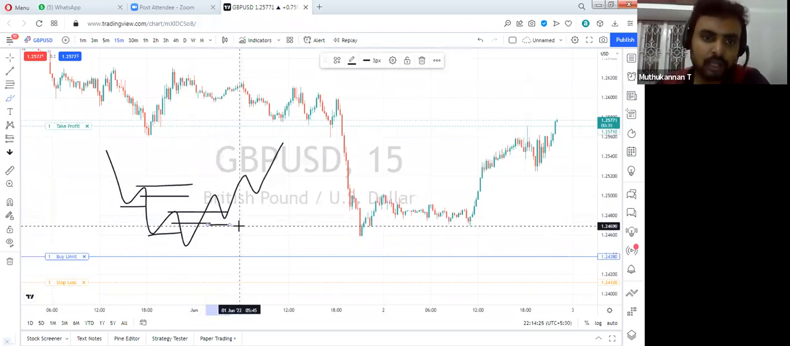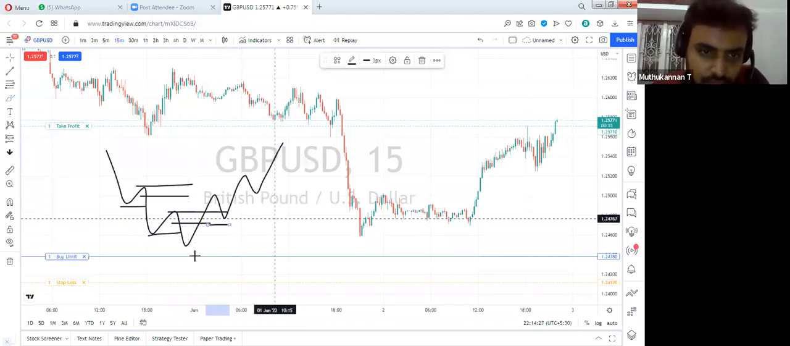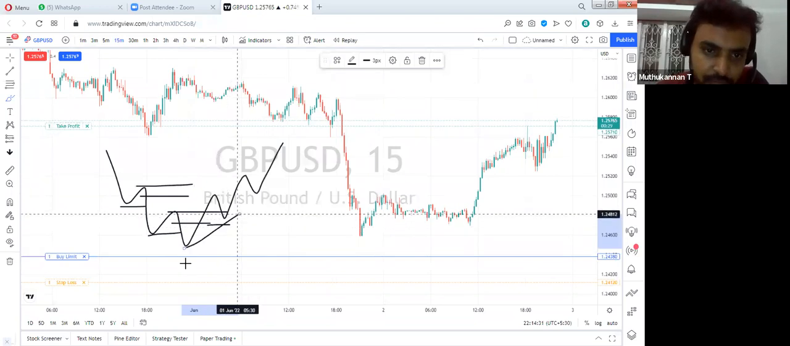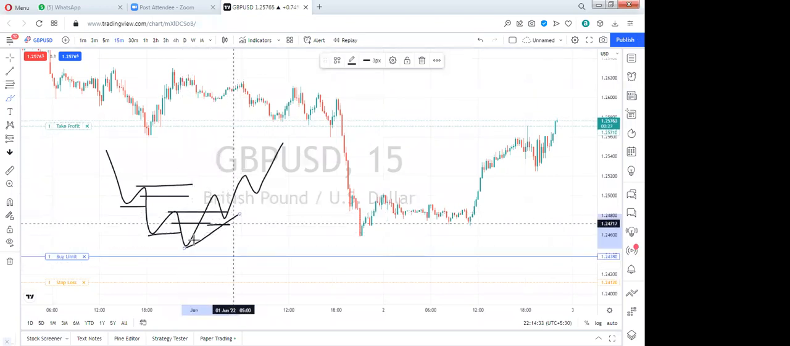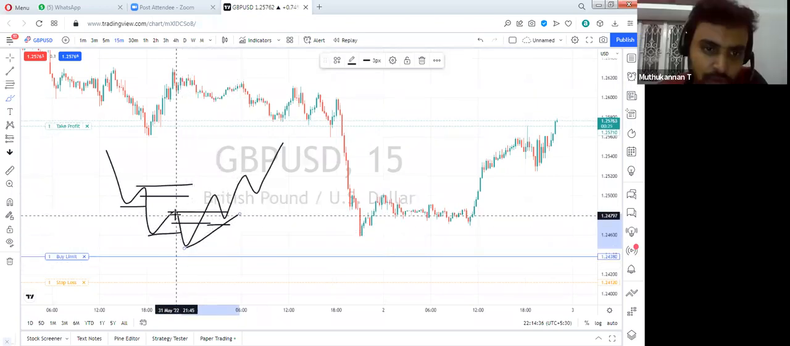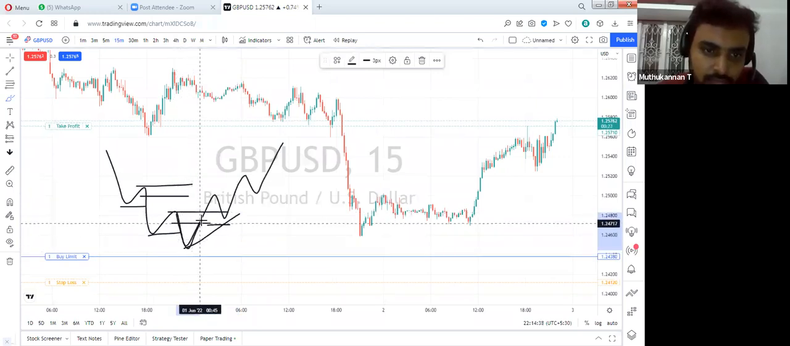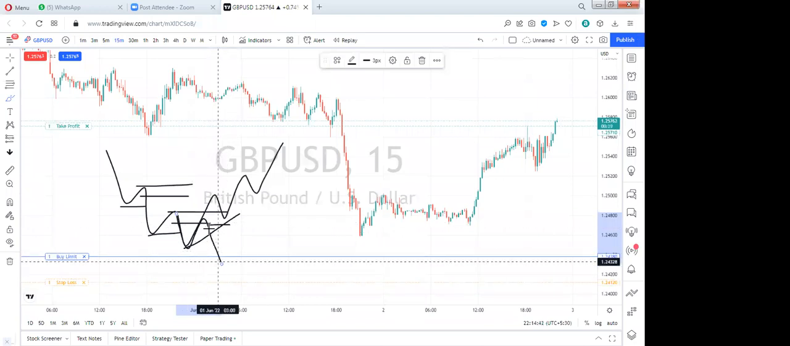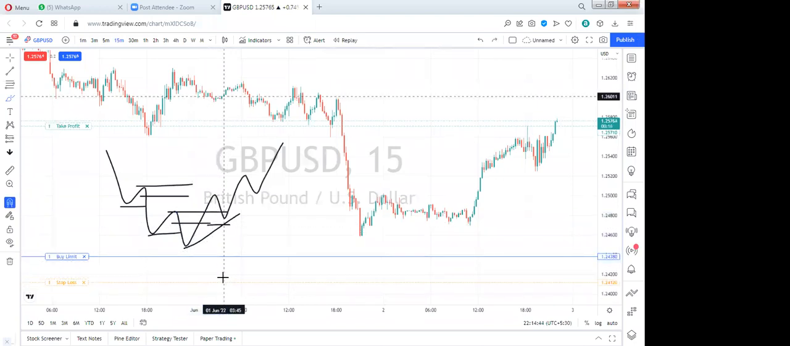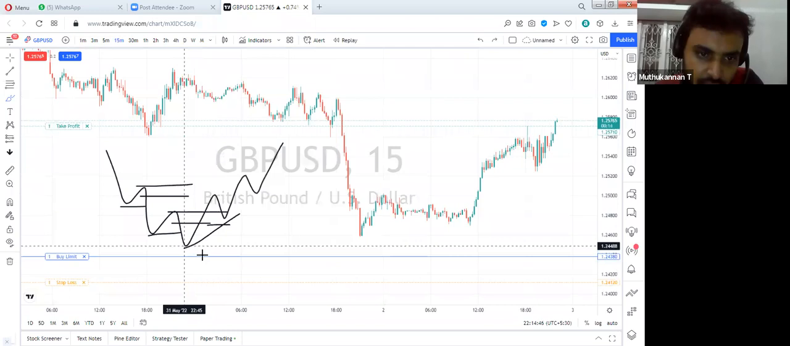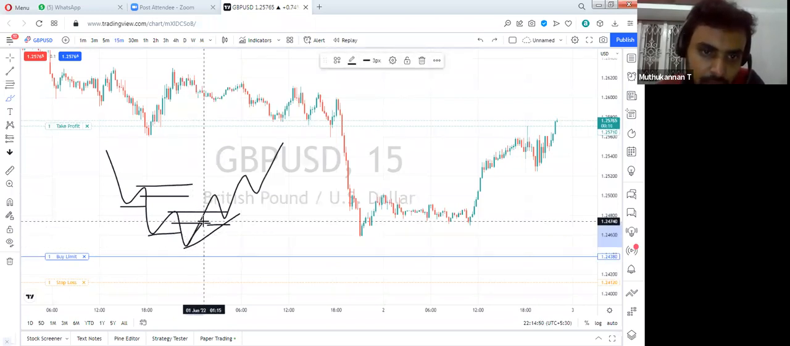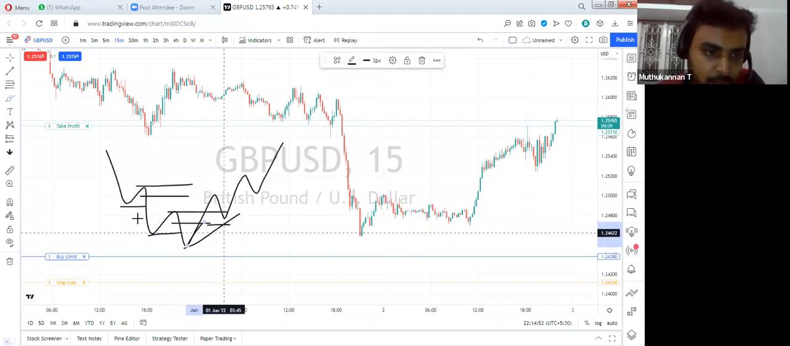Now what you can say here is that the market structure is shifting. Technically, what should have happened is that it should have happened, but it didn't happen. Instead, it touched here, and that's the breaker block example.